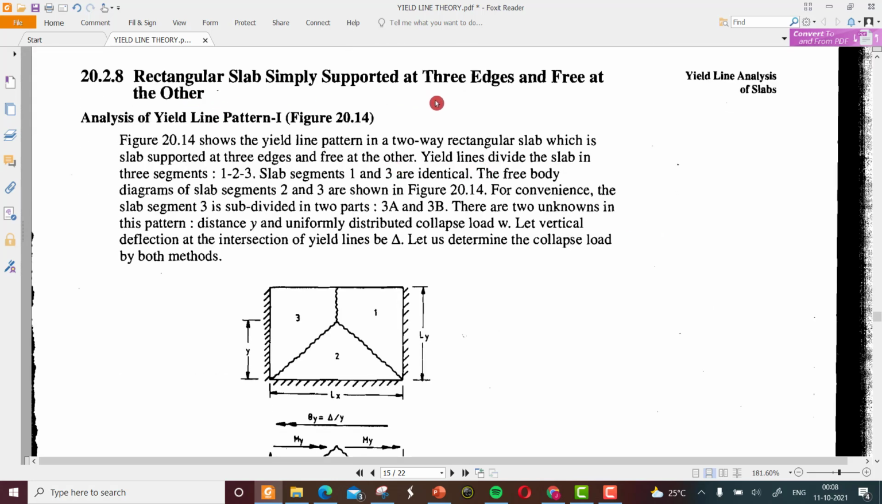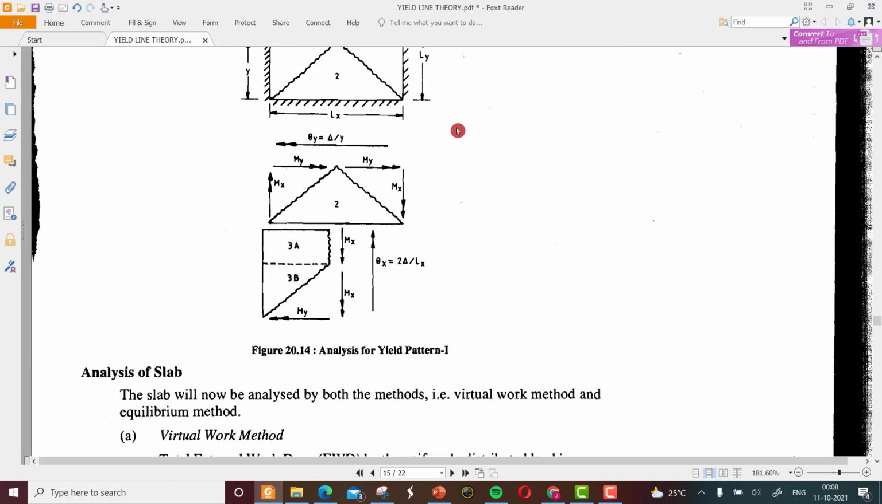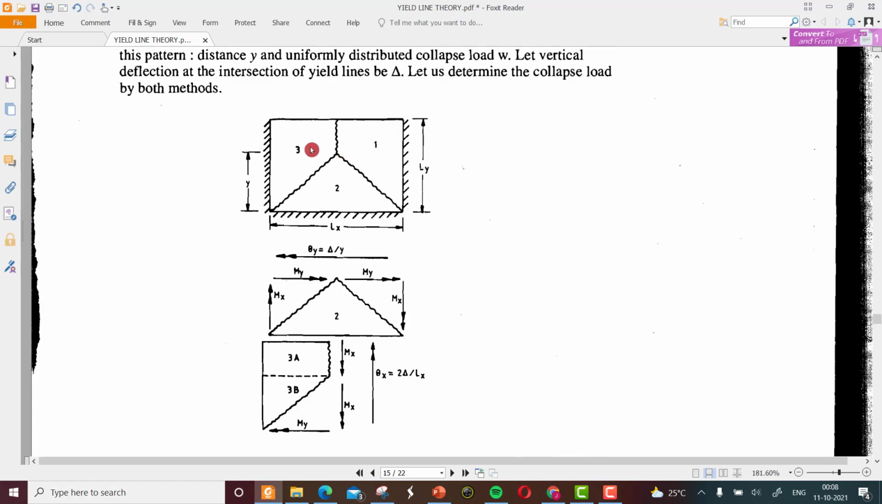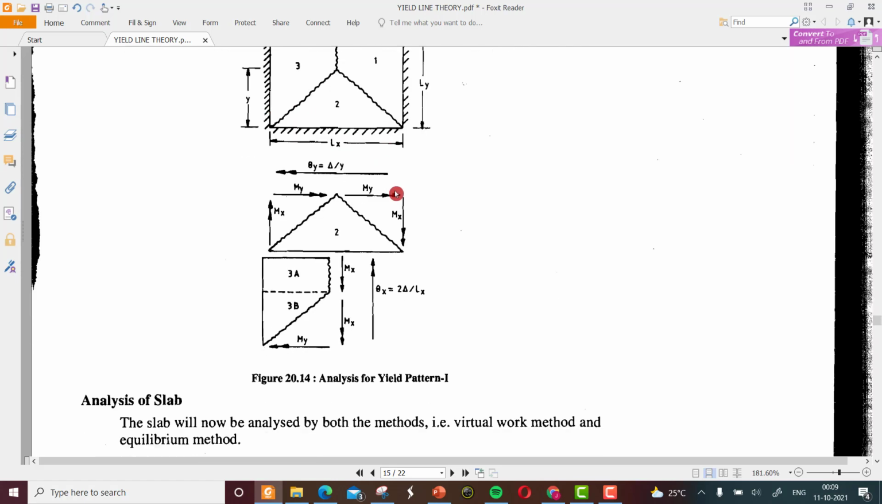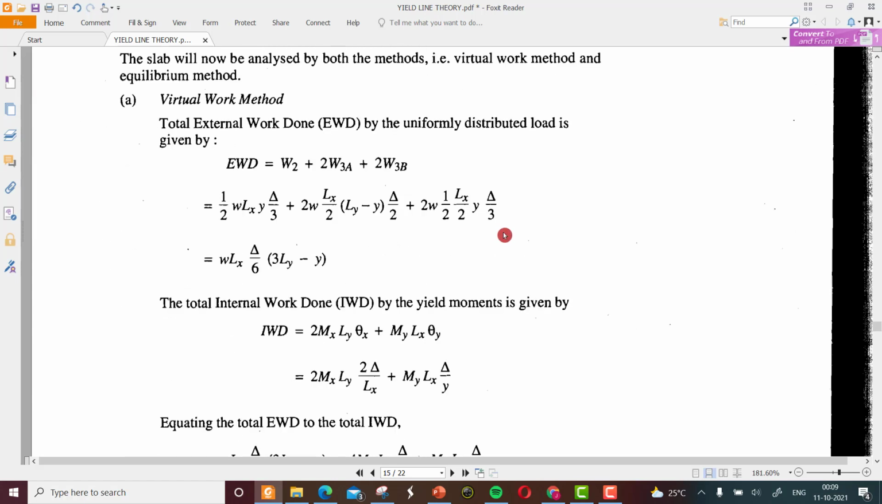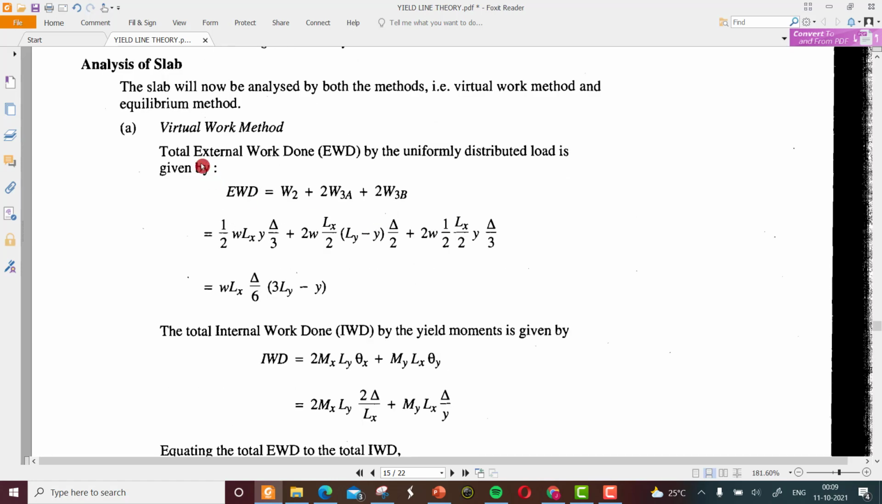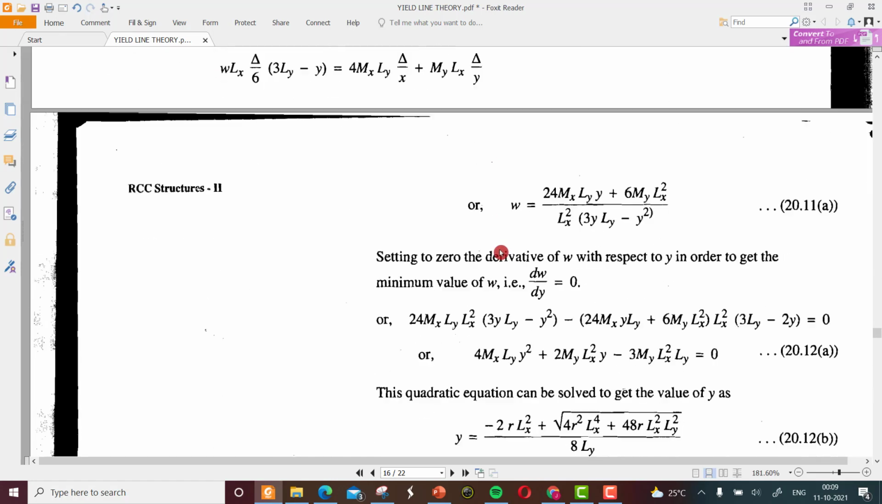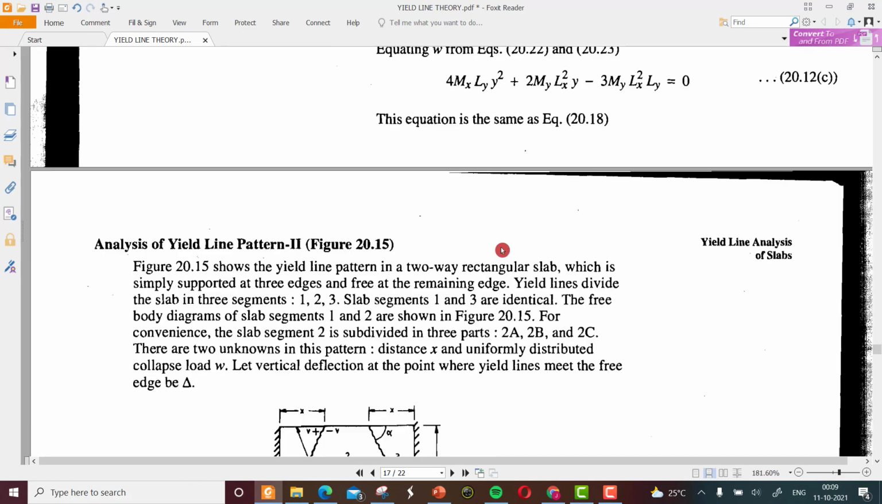There is one more problem that we can refer to as homework. I will give you this PDF for reference. This is for a rectangular slab simply supported on three edges and free at the other. It is divided into three segments: one pure triangle, and one you can cut into a triangle and a rectangle as shown here, 3A and 3B. Then you draw the free body diagrams, and you can find the collapse load by the virtual work method as well as the equilibrium method.